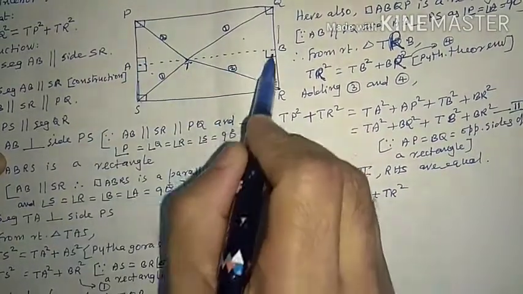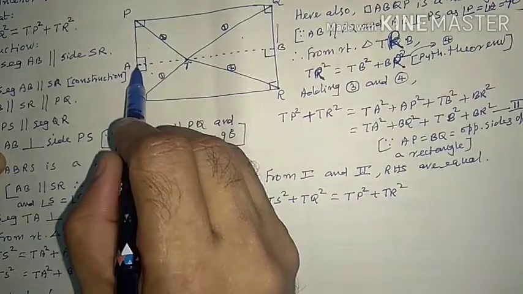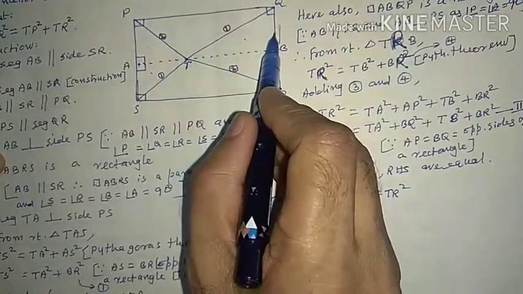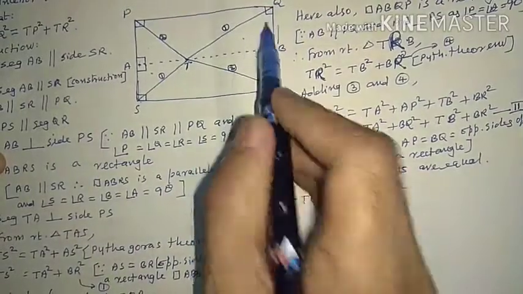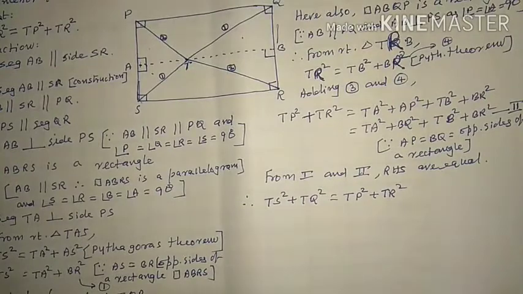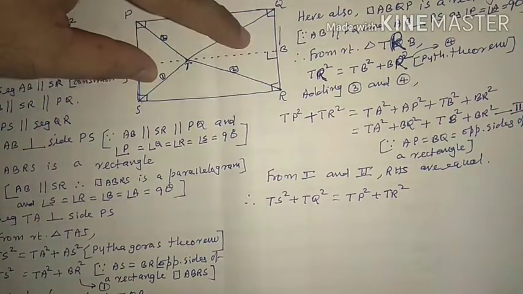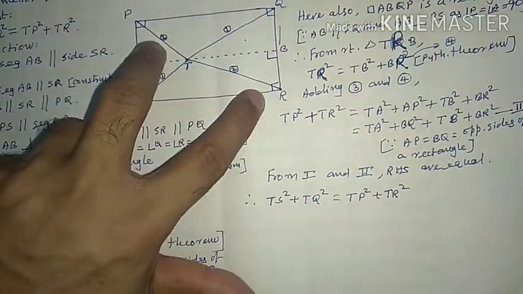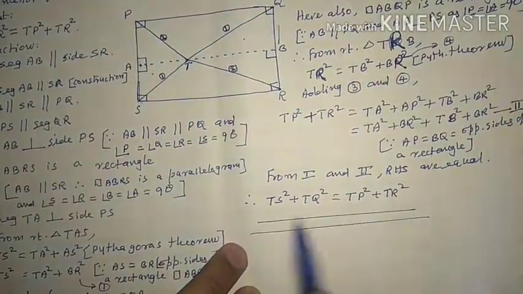Similarly here also, ABQP is a rectangle. There also opposite sides are congruent. Then we equate. Then we are getting the sum of these two. By Pythagoras theorem, the sum of the squares of these two sides is equal to this, here also equate, and this is the required proof.